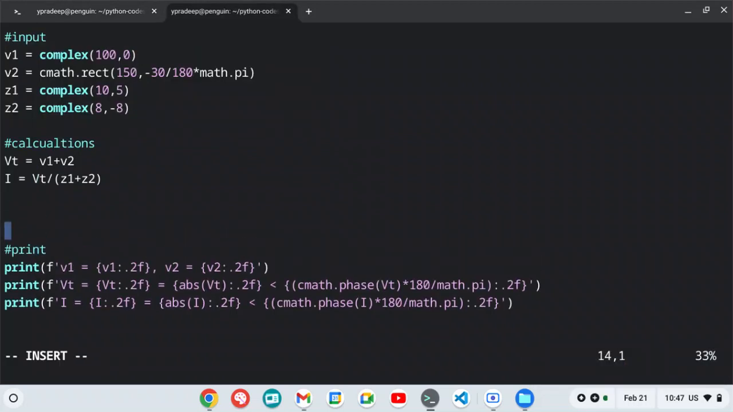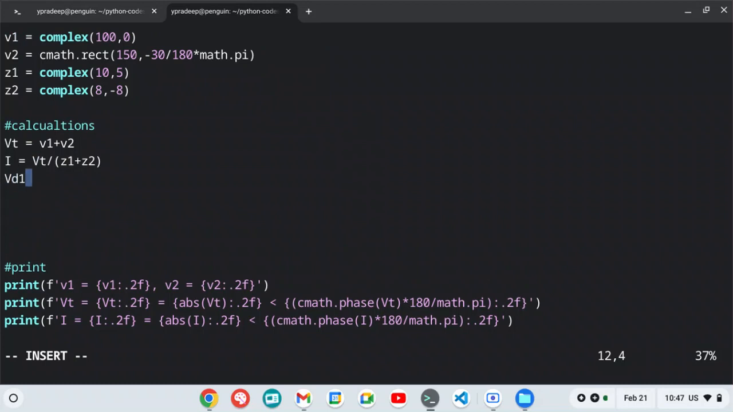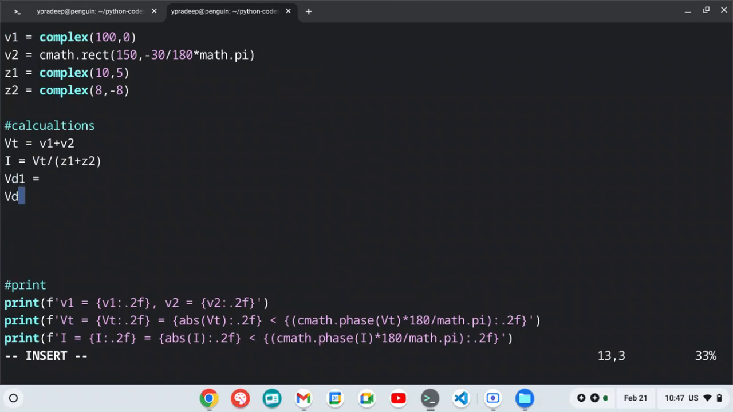Under the calculations, I want to calculate VD1, that is the voltage drop of 1, and VD2, the voltage drop of 2. Okay. So what are these voltage drops? Nothing but total current into Z1, and total current into Z2. So again, anything difficult here? I'm just multiplying the current with the impedance to find the voltage. Okay. VD1, VD2.